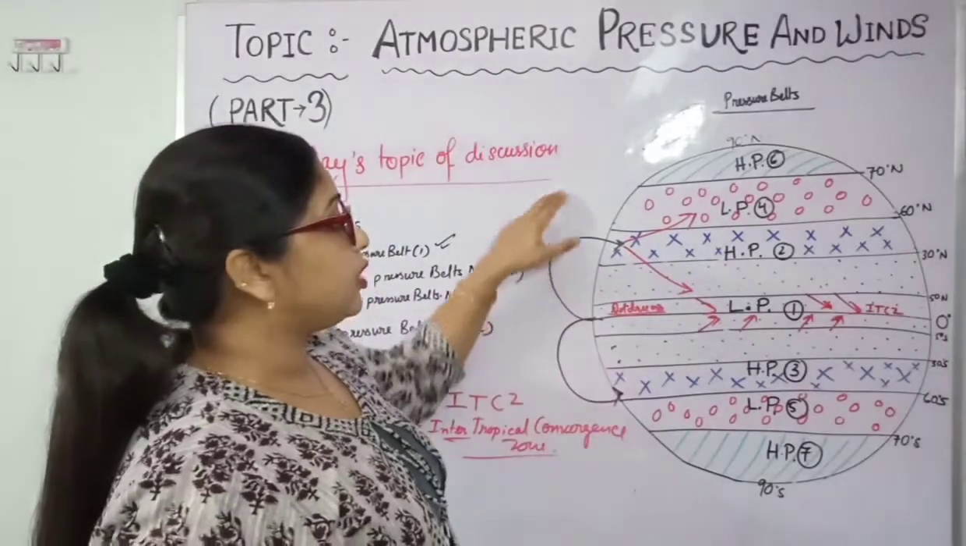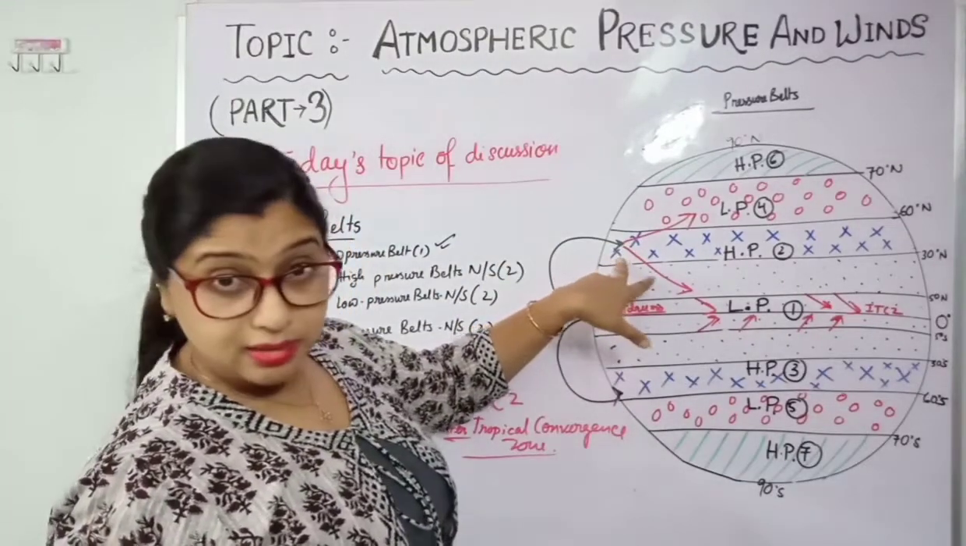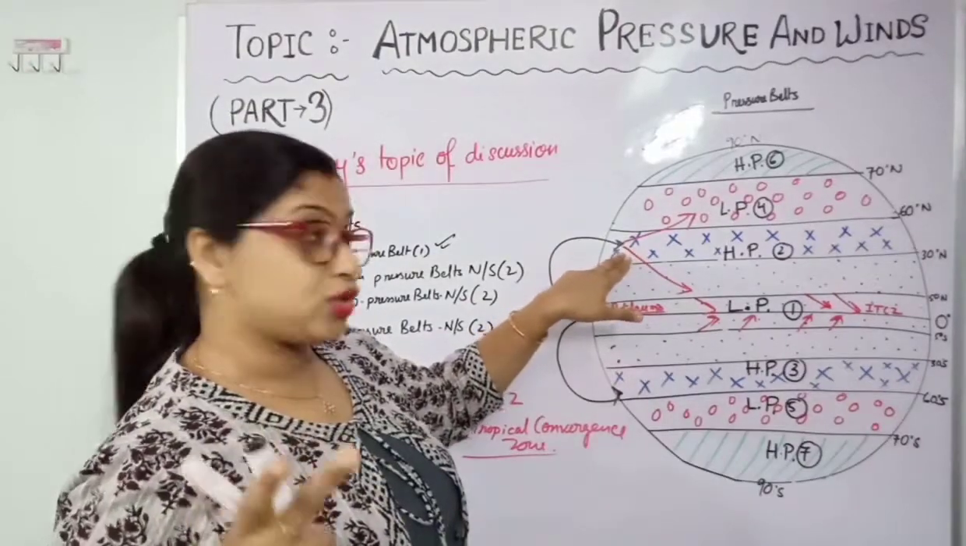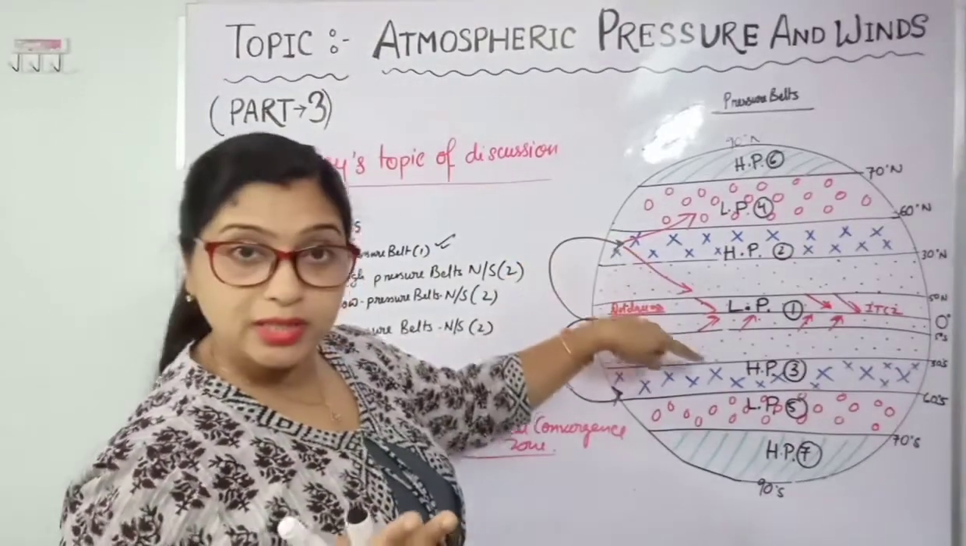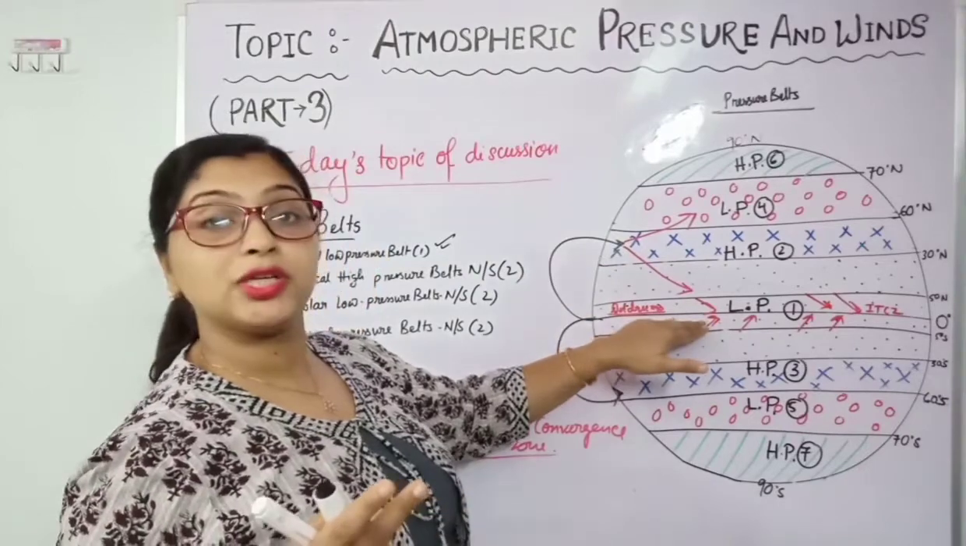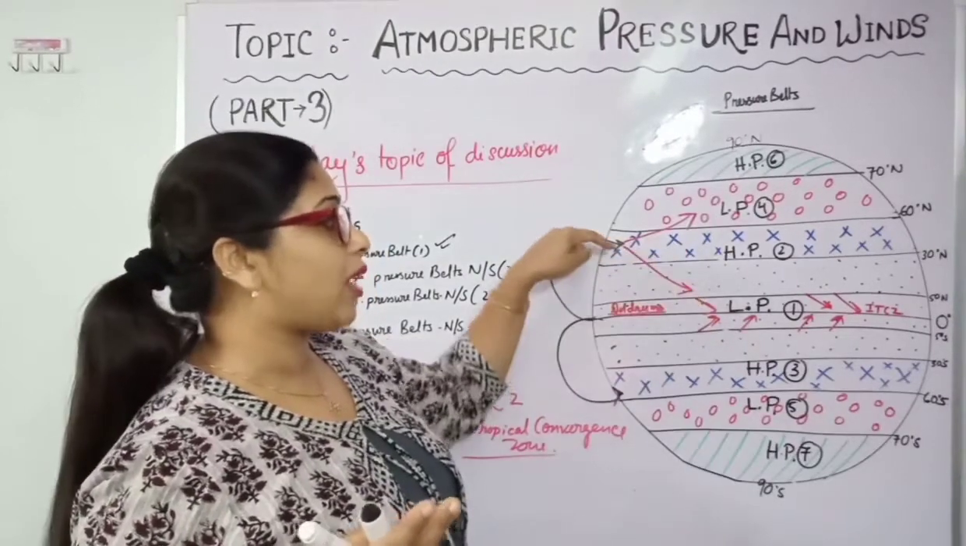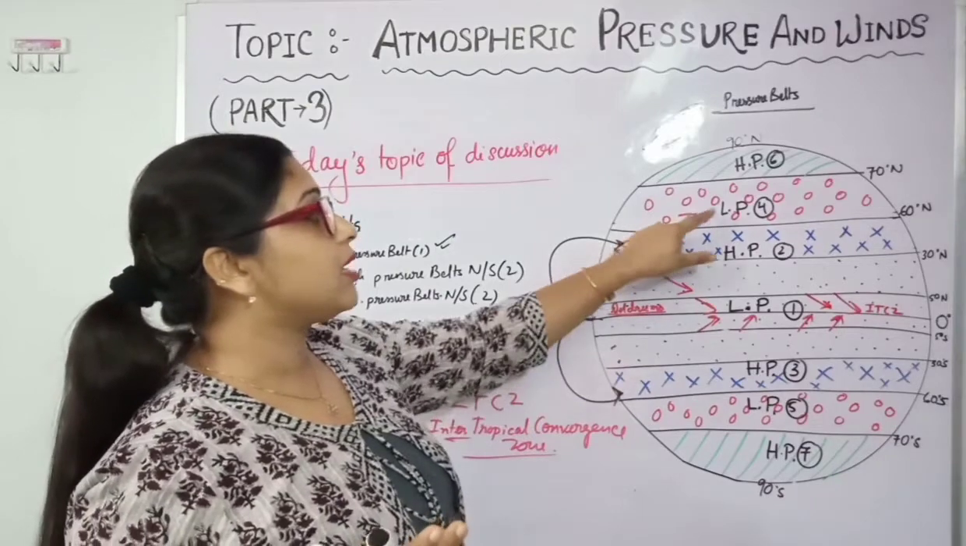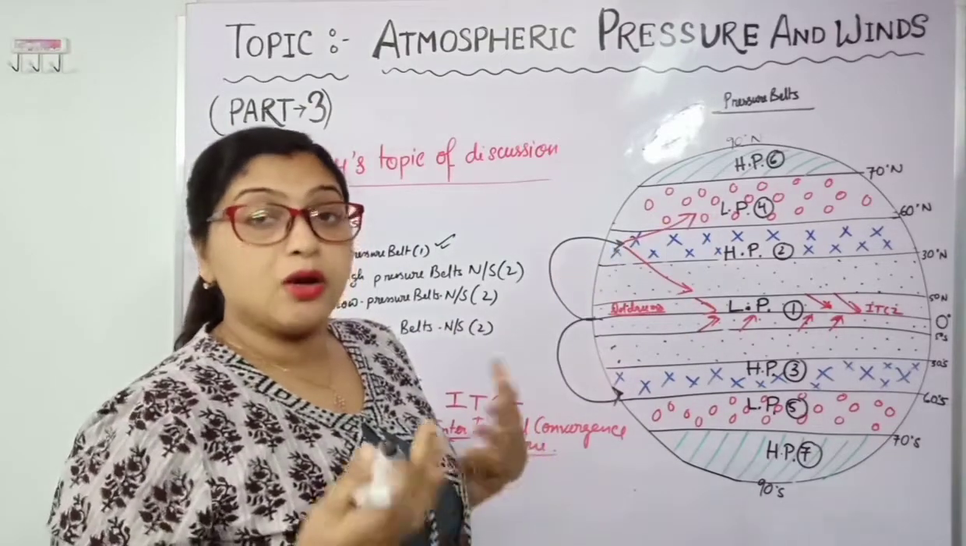So what I have said is that the wind which descends here again divides into two branches. One moves towards the equator by the attraction of low pressure, as it is a high pressure zone, so high pressure winds move to low pressure. Another is moving towards the subpolar low pressure zone.